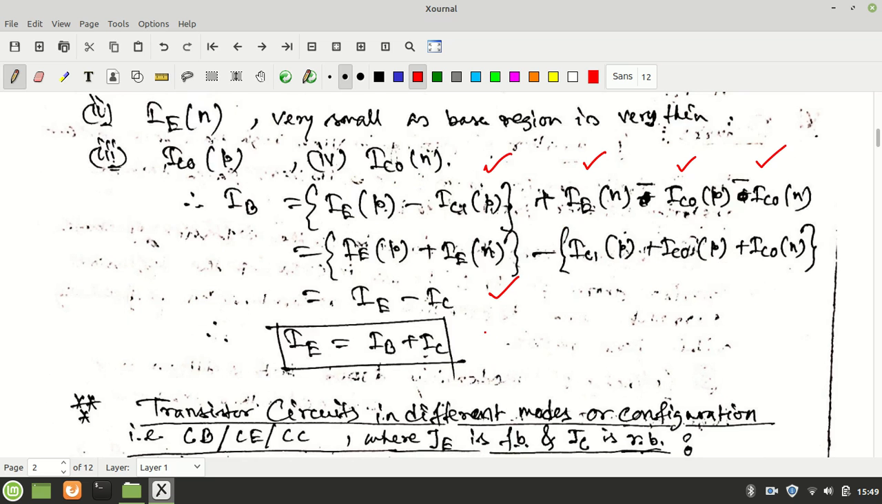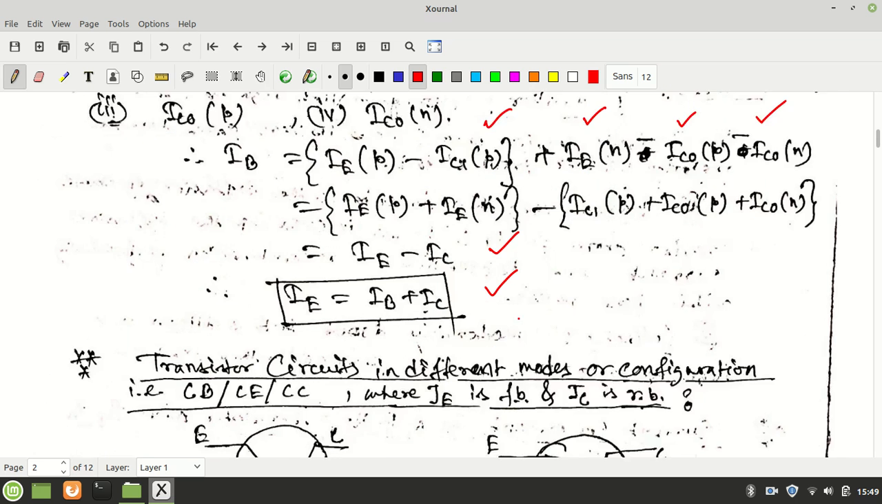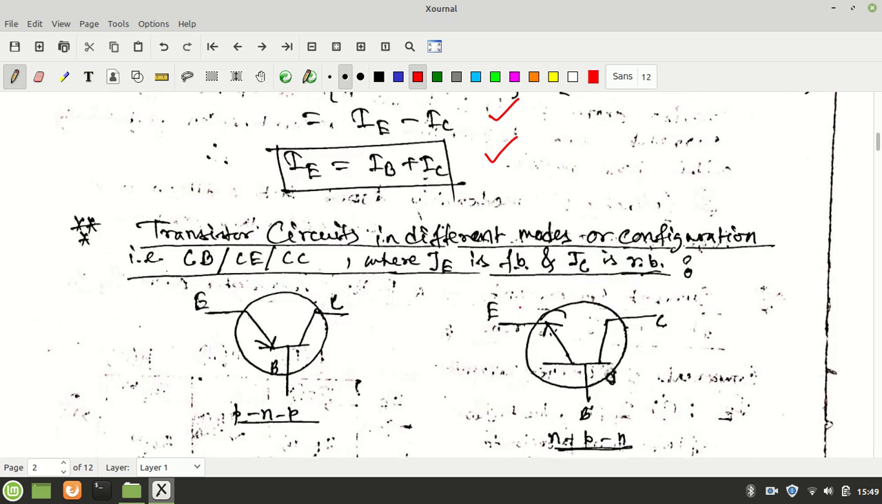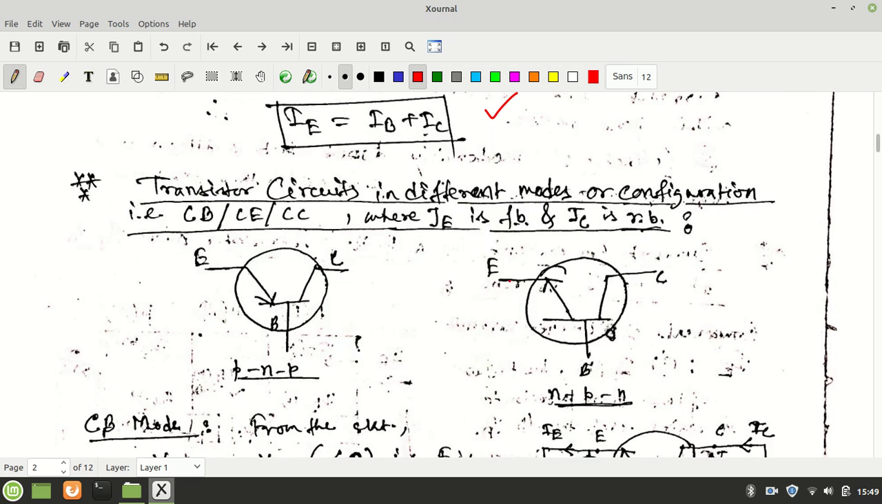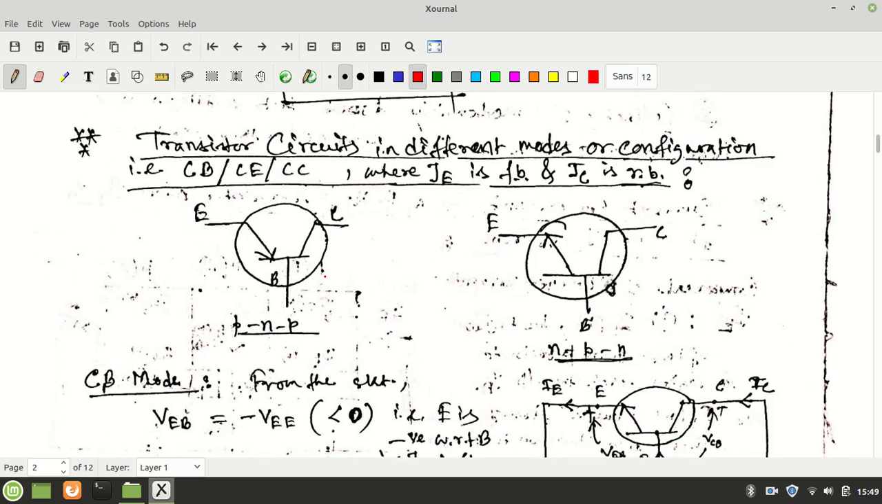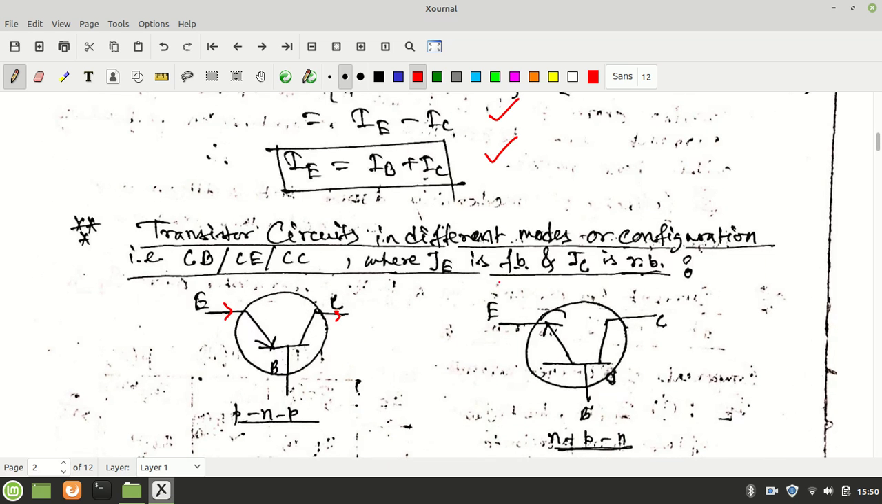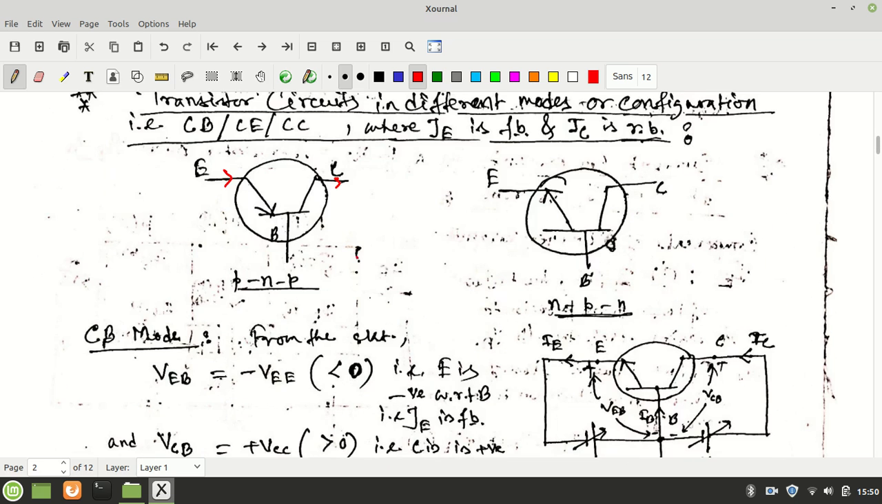So IE is equal to IB plus IC, that is nothing but the charge conservation rule, that is the KCL law. If you consider the transistor as a point, the emitter current is entering here, and it is distributed into two components as the base and collector currents. So the circuit symbols are like this.